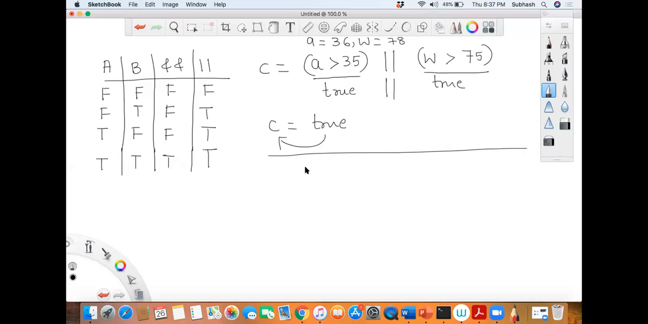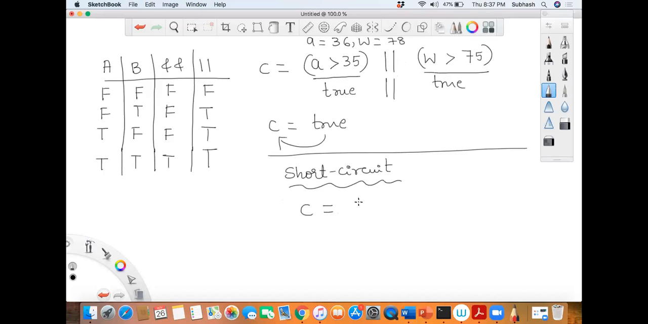Now listen to me, guys. So what do you mean by short circuit operator? Why do you call it a short circuit? They are nothing but logical operators only, but why do you call them short circuit operators? It is because this expression may not be evaluated completely sometimes. You know when, so you must understand this.